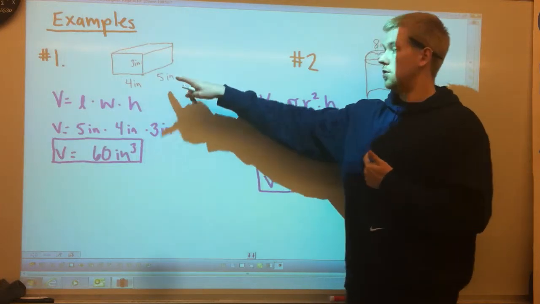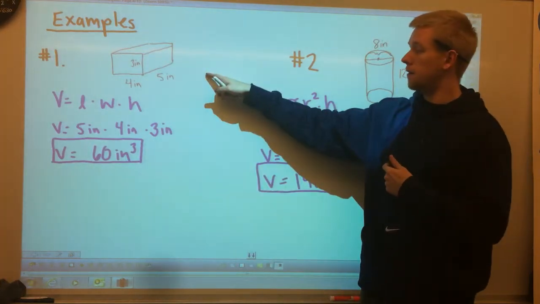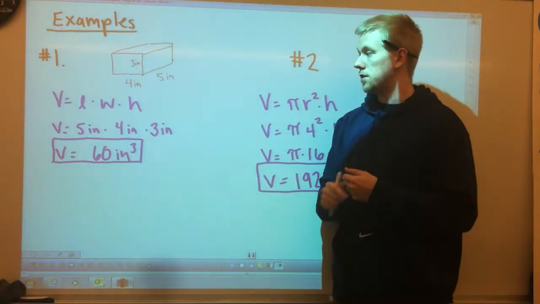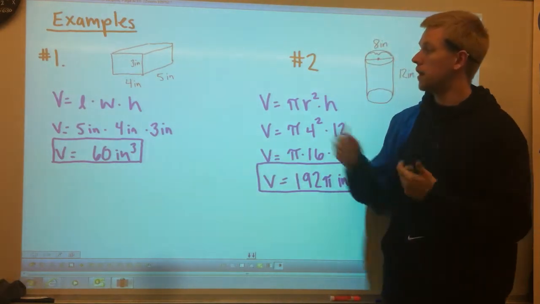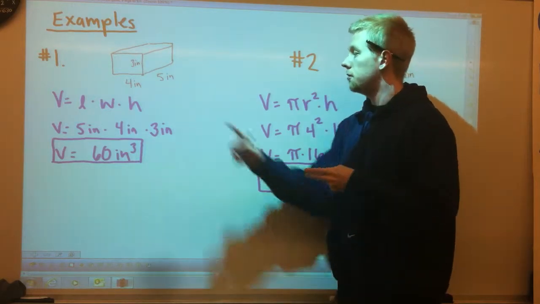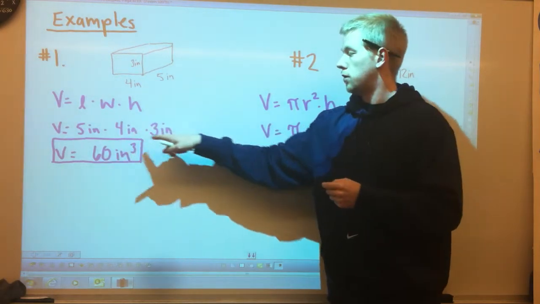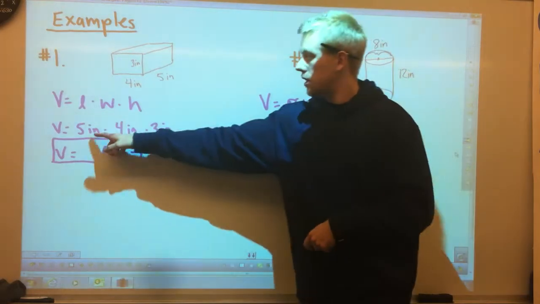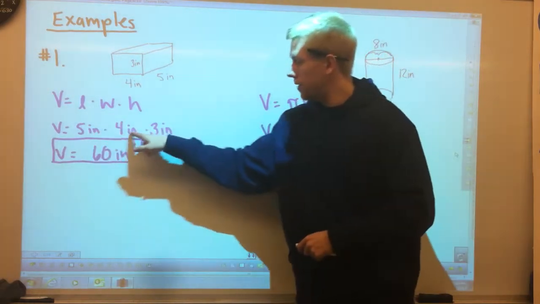They'll probably give it to you in the initial problem like I have here, but in the end, you need to have your units labeled. So if you're given this prism, the formula is length times width times height, very easy, you plug it in. 5 times 4 times 3. And I have inches here, so you can see that I have it written 3 times.